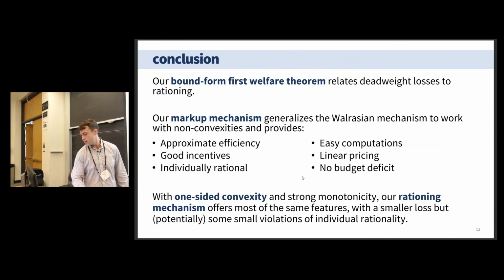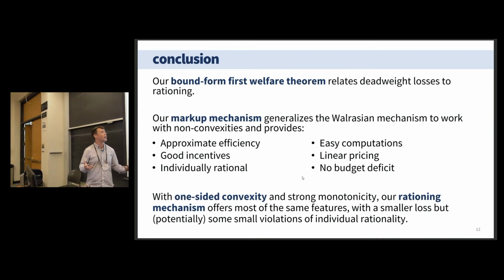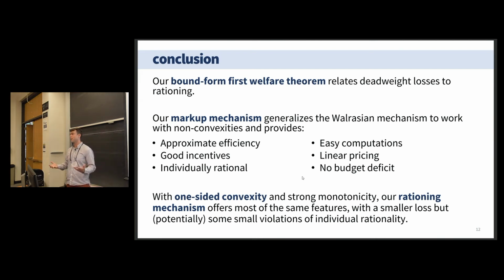Okay, with that, I'm just going to conclude. We introduced a new version of the first welfare theorem that works in quasilinear economies, and it allowed us to produce 2 new classes of mechanisms that we think work well in non-convex markets. These mechanisms have many of the similar properties to the Walrasian mechanism. They're not exactly efficient, but they're approximately efficient. They have the same incentives, they're individually rational, and relatively easy to compute. They use linear prices, and they have no budget deficits. So that's all I have to present, but I'm happy to take questions.